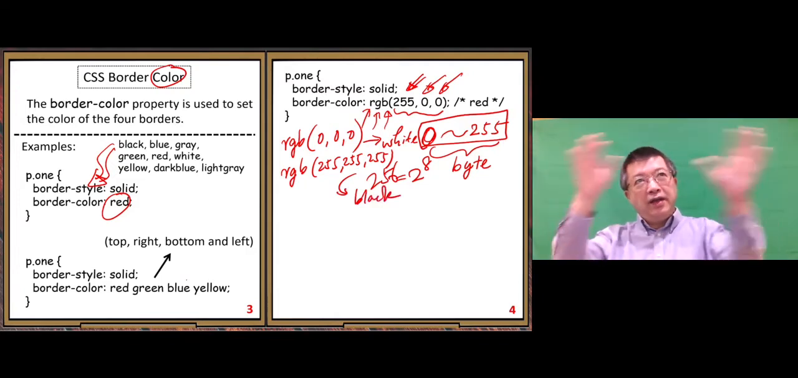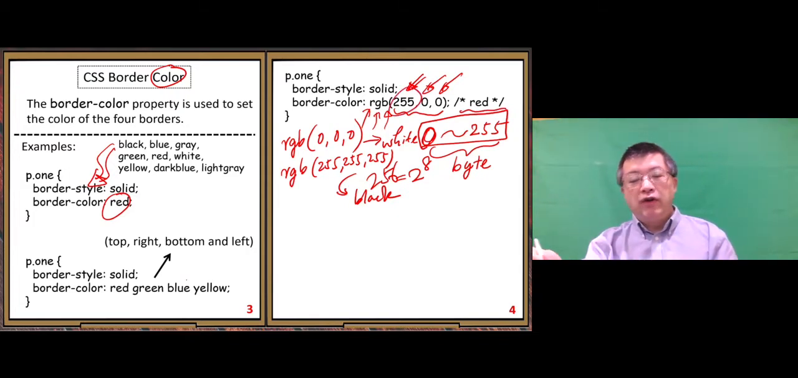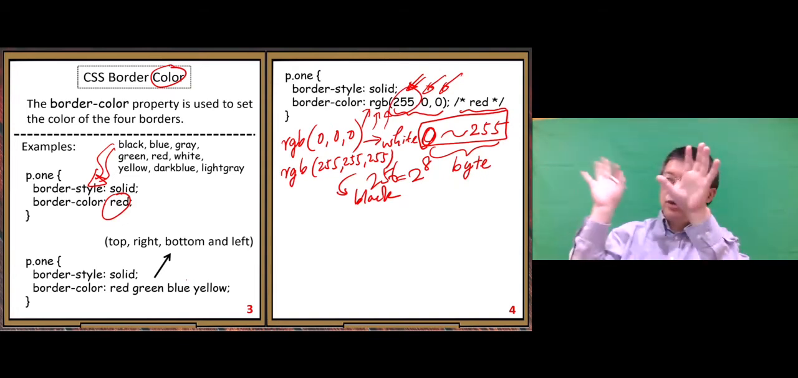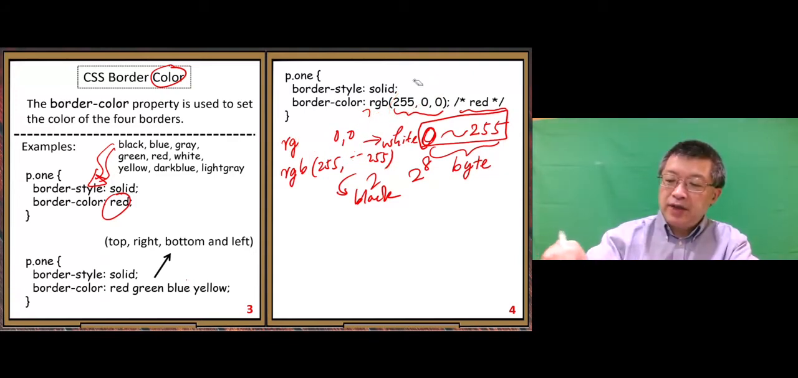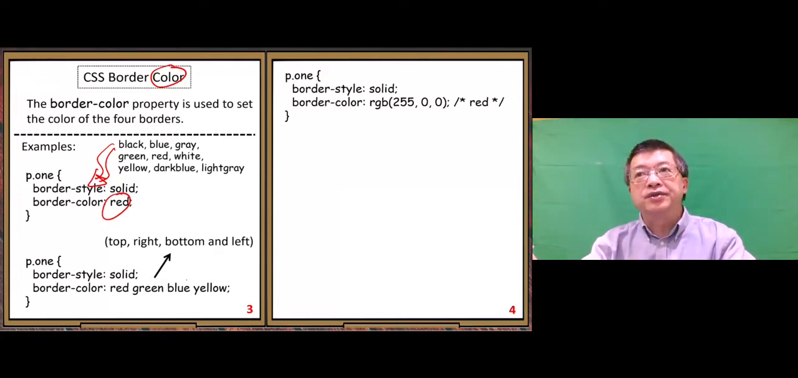Other than that, for red, you use the maximum value for the red component, and for the 2 other components, you use the minimum. That's the basic understanding of the RGB color values. Now, if I ask you, how many total different colors are there? Can you answer that question?